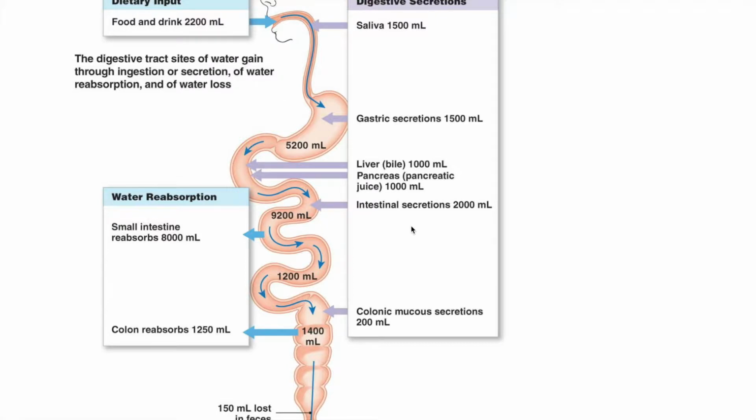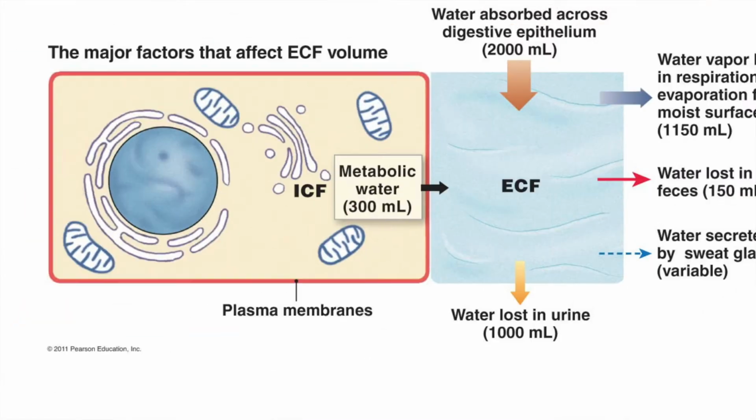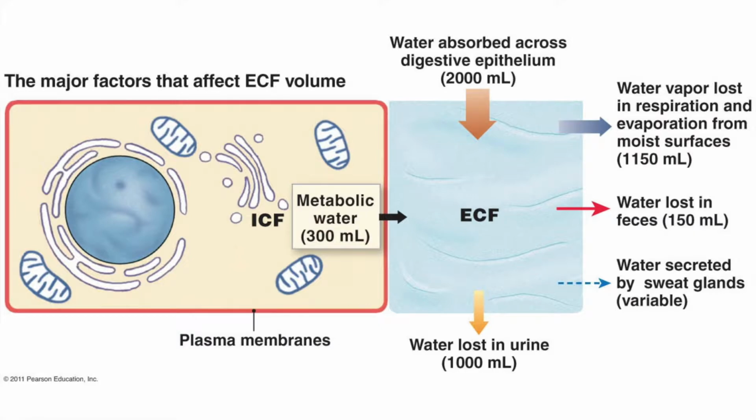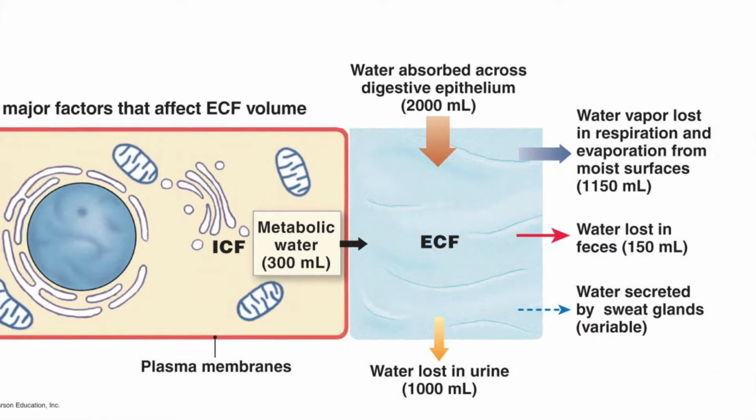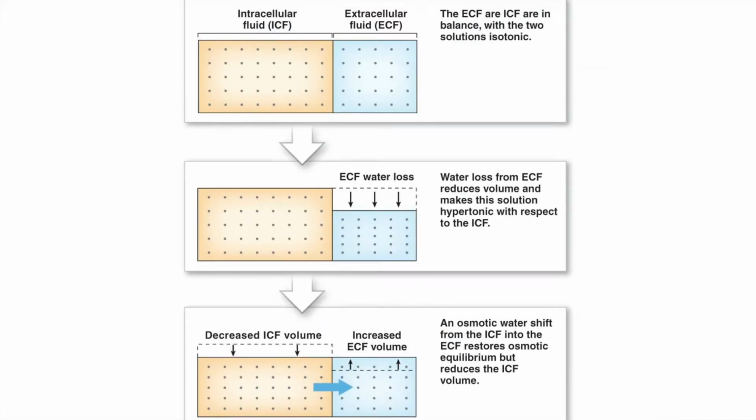The extracellular fluid and the intracellular fluid are separate fluid compartments, but they are at osmotic equilibrium, meaning they have equal concentration. Generally they're both about 300 milliosmoles. The intracellular fluid has a much larger volume than the extracellular fluid, so it can prevent sudden changes in extracellular fluid concentration.